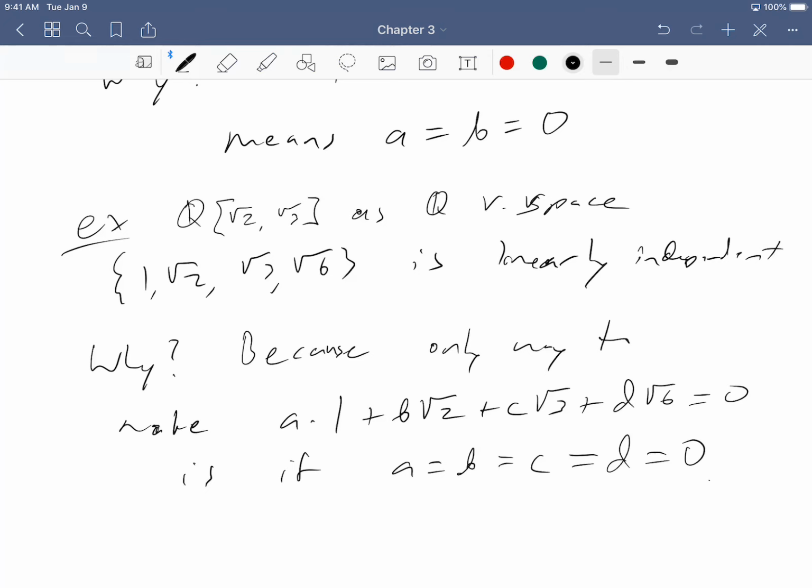All right, so next time around, we're going to put these two ideas together, spanning and linear independence, and see what that gets us.